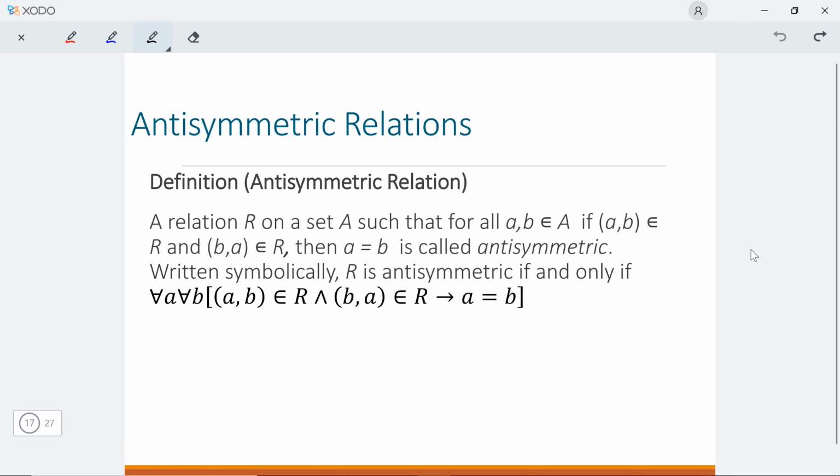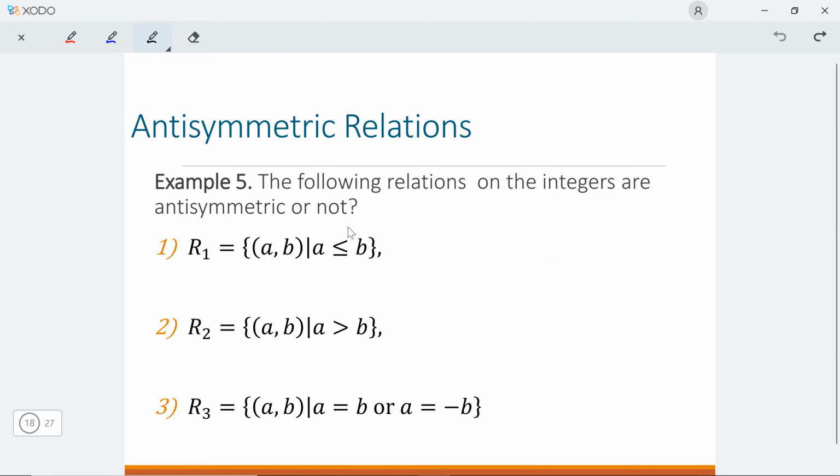The first example is this. Here we have three relations, the same as our previous examples. For this, our set A is equal to R, the real numbers. For all real numbers, our first relation R1 is defined as A smaller than or equal to B. So this relation is smaller than or equal to.